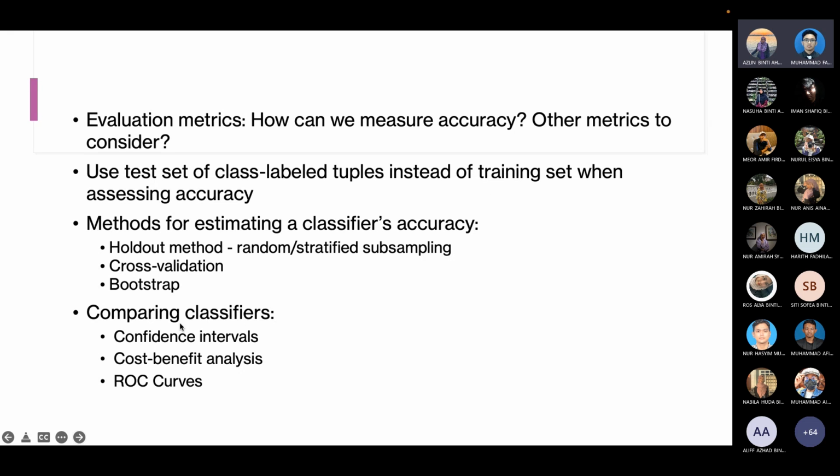And comparing classifiers, you boleh pakai confidence intervals, cost benefit analysis or the ROC curve. Usually students ataupun machine learning engineers, bila dia nak compare models, dia akan tengok ROC curve lah. Sebab itu mudah kan, when you come out with the ROC, kalau kita buat pakai Python tu memang boleh code untuk generate the ROC curve, and then you can see which model perform better from there.